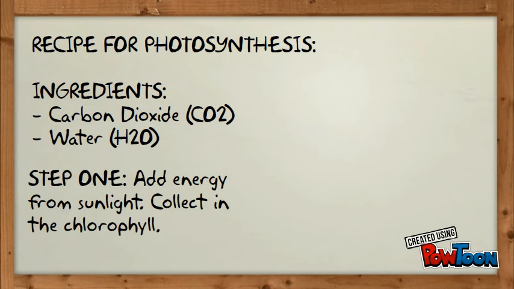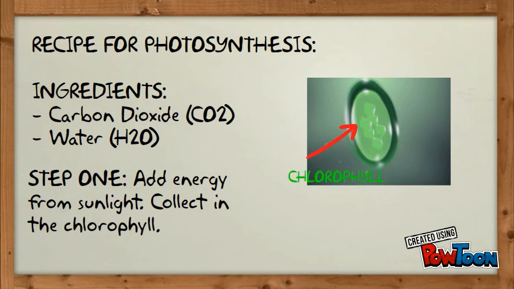Sunlight energy is used to power the chemical reaction. Sunlight energy is collected using chlorophyll. Chlorophyll is a pigment found in the plant cell's chloroplasts. This pigment is also what gives plant leaves their green color.